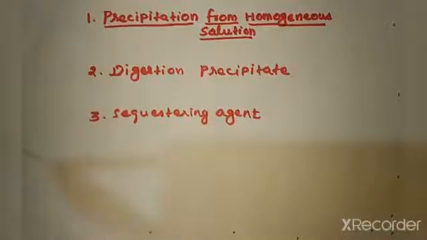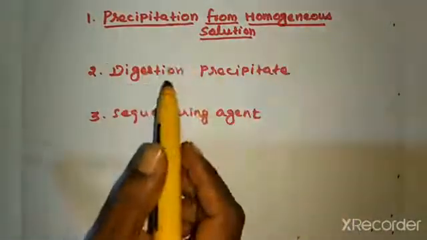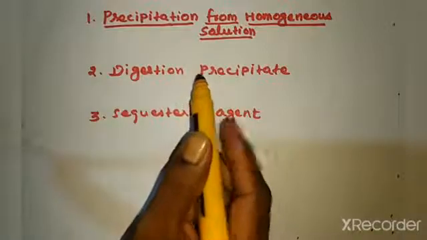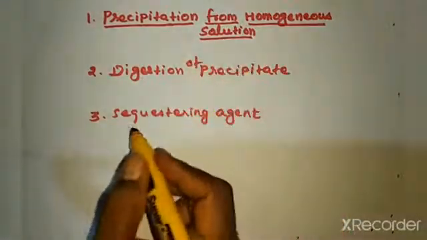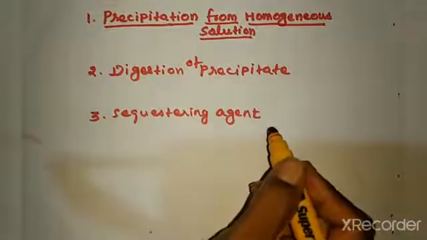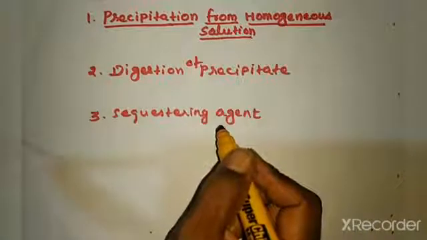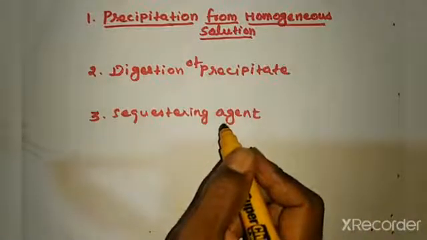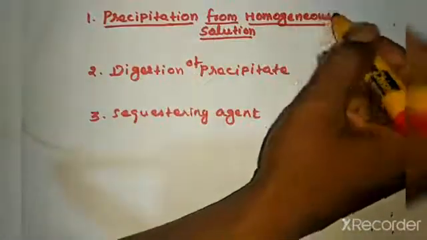In this class, we are going to discuss precipitation from homogeneous solution, digestion of precipitate, and sequestering agent or masking agent. So these are the three things we are going to discuss in this class. First, we shall take precipitation from homogeneous solution.